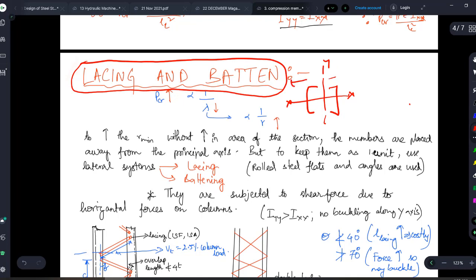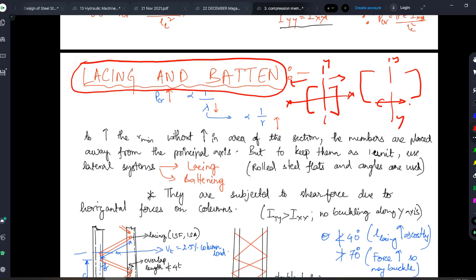I can move these C sections apart. So I am just moving this apart. I have moved this apart. So what will happen? My IYY value will increase. Under root I by A, whenever you are doing this, your RYY value will increase. That means the minimum which was there earlier is now increasing.